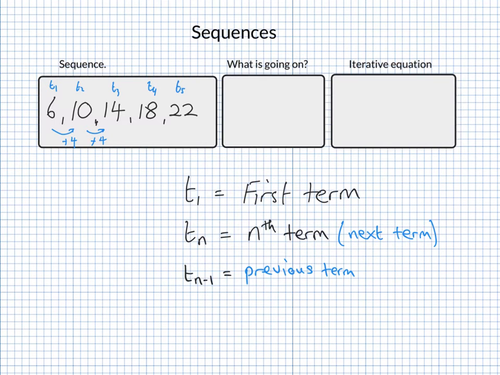What's going on? Well, we know that the next term equals the previous term plus 4. So the next term equals the previous term plus 4. So therefore the formula will be Tn, because the next term is Tn, equals Tn minus 1, the previous term, and then plus 4. And that is called the iterative equation.